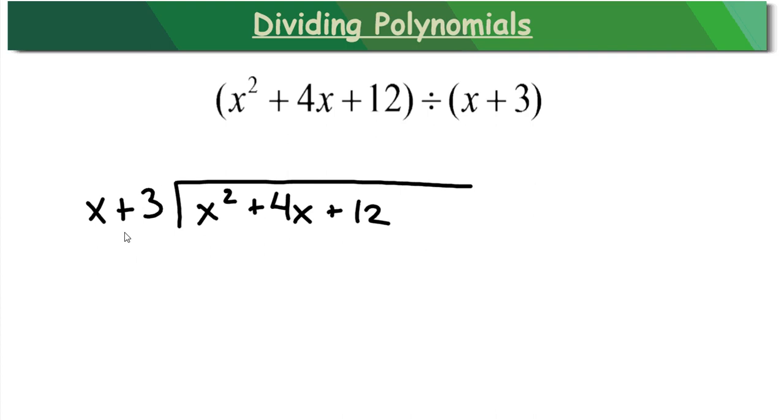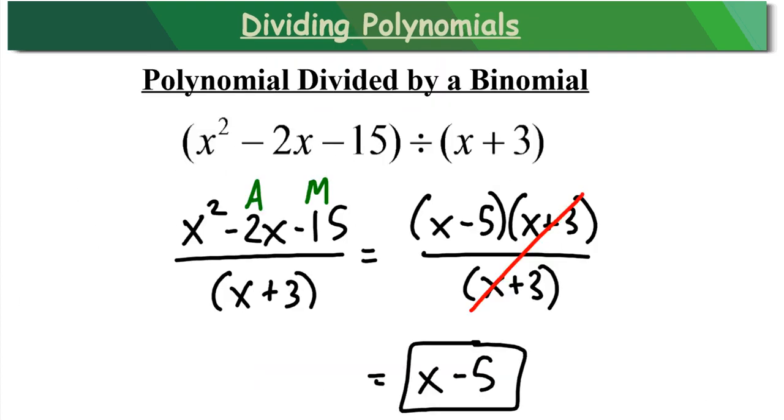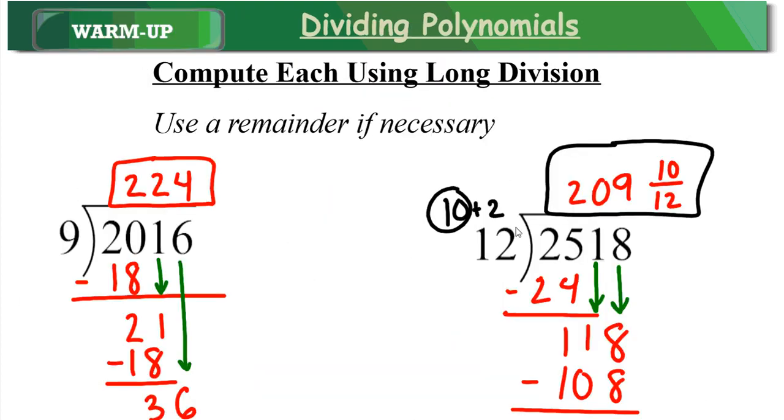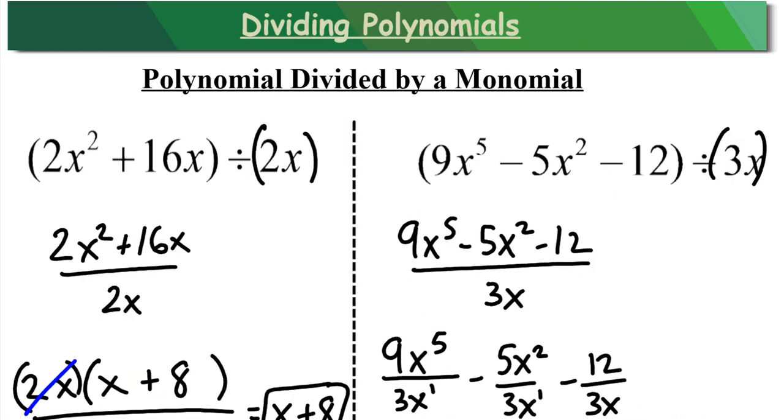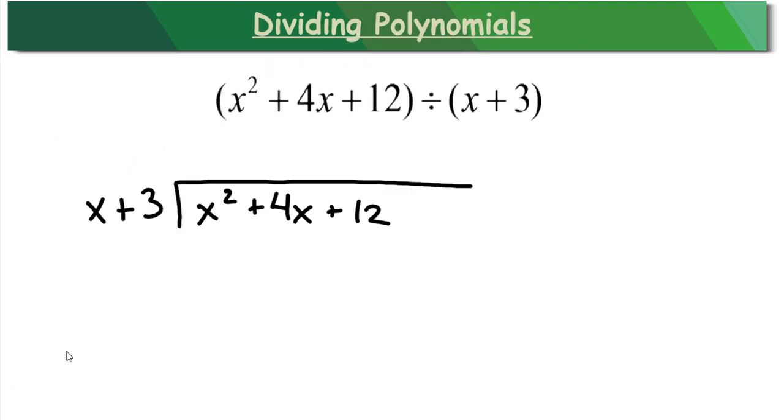The 3 just kind of comes along for the ride, just like the 2 came along for the ride in the number 12. So I'm going to ask myself, just like back here, I would ask how many times does the number 10 go into 25? I'm going to ask how many times does x go into x squared? Or another way of asking, essentially what I'm saying is, what do I need to multiply x by to get x squared? Well, I need to multiply by x. So that's the number that's going to go up top.